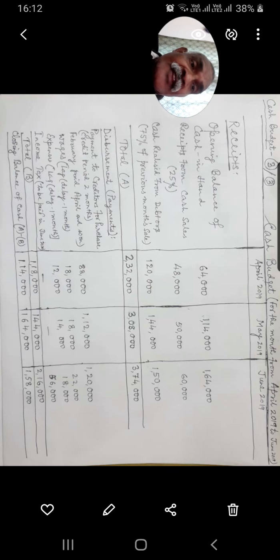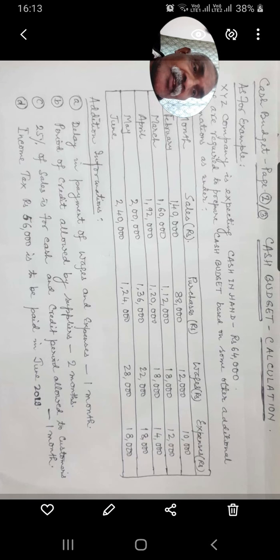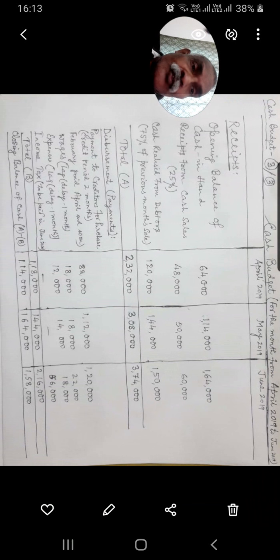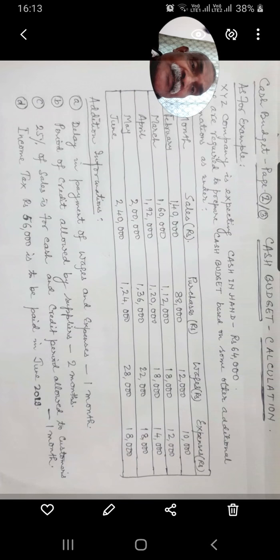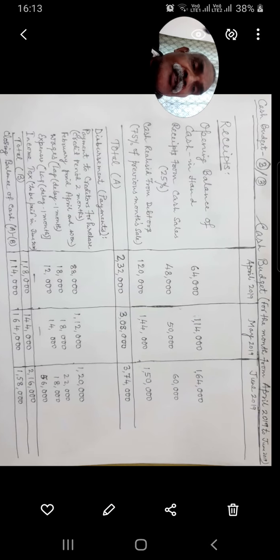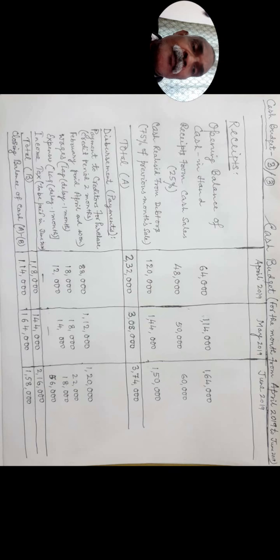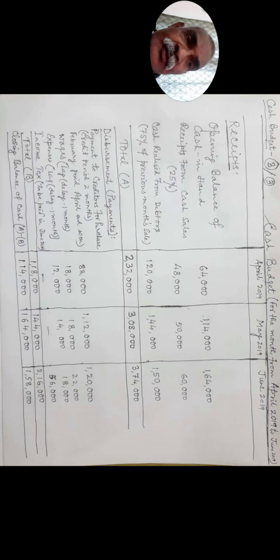Wages of April. Wages of April is how much? Wages of April is 18,000. So you pay 18,000 rupees here. Expenses is how much? 14,000 rupees. 14,000 rupees you pay. Income tax you are not going to pay any amount. So the total disbursement is 144,000 rupees.